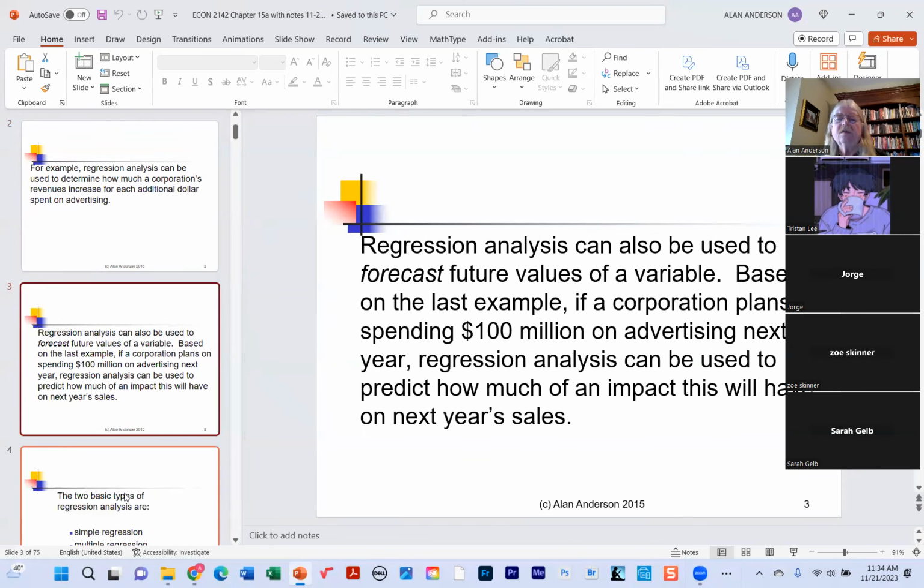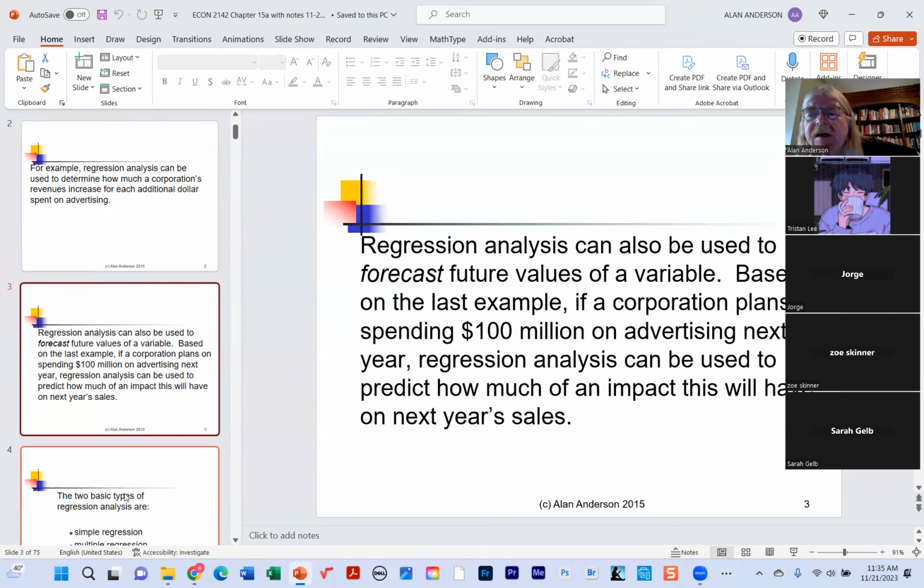Now, once that's done, we can also use the results to do forecasting, where we can say, for example, suppose that next year we're planning on spending $100 million in advertising. That being the case, how much should this contribute to our profits next year? So it's a very valuable tool to have, very useful for a lot of applications. In fact, you'll find that if you do any research in the future in any of your classes or on the job, chances are regression analysis will be an important part of that.